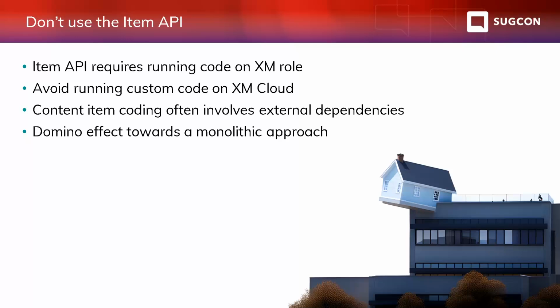The Item API requires your code running on XM Cloud. And that means that you have to deploy custom code to your XM Cloud instance. But it doesn't make a lot of sense. Maybe when you're redacting input from a user that's creating content items, that might be a scenario. But in most cases, creating content in Sitecore involves external dependencies. You have to get the content from an external data source, and you're also going to integrate that, and then you're on a kind of a domino effect towards a more monolithic approach. So you don't want to do that.